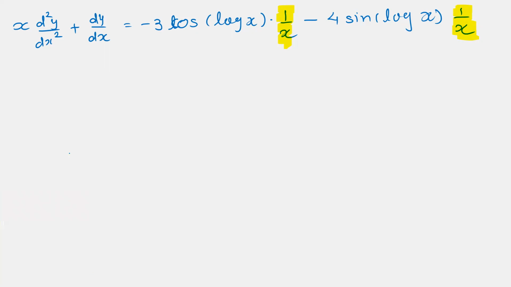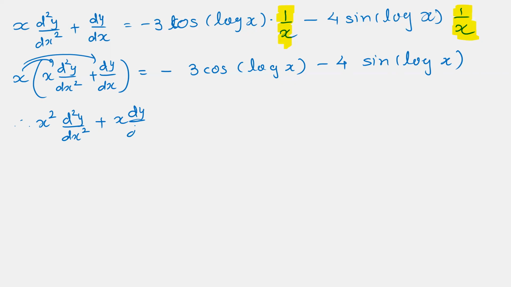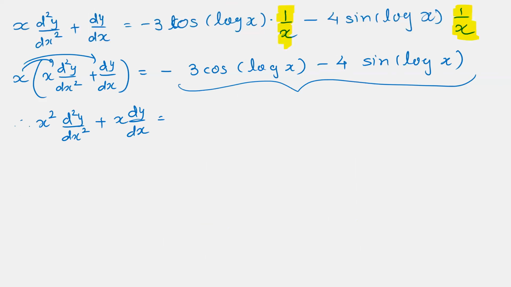So it will turn into x d square y by dx plus dy by dx, minus 3 cos log x minus 4 sin log x. Let us multiply x inside. So x square d2y by dx2 plus x dy by dx is equal to, you can see that the right hand side you can compare easily with your given y. It's just that both became minus.